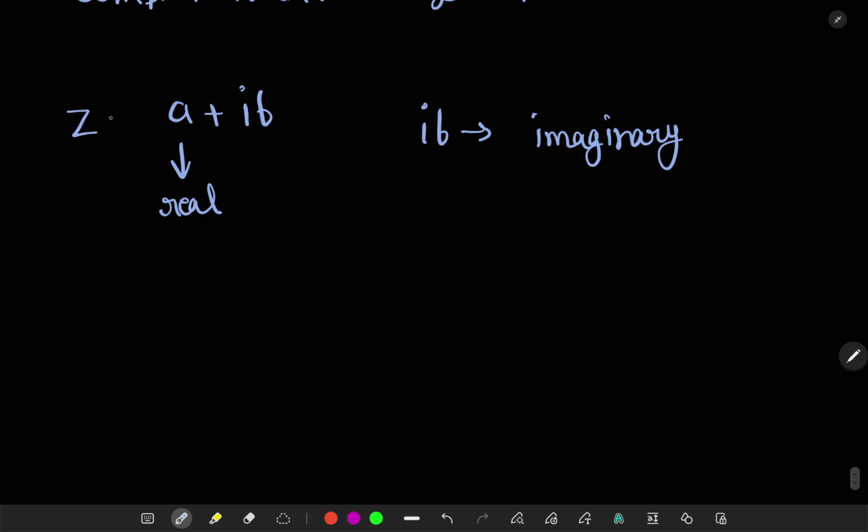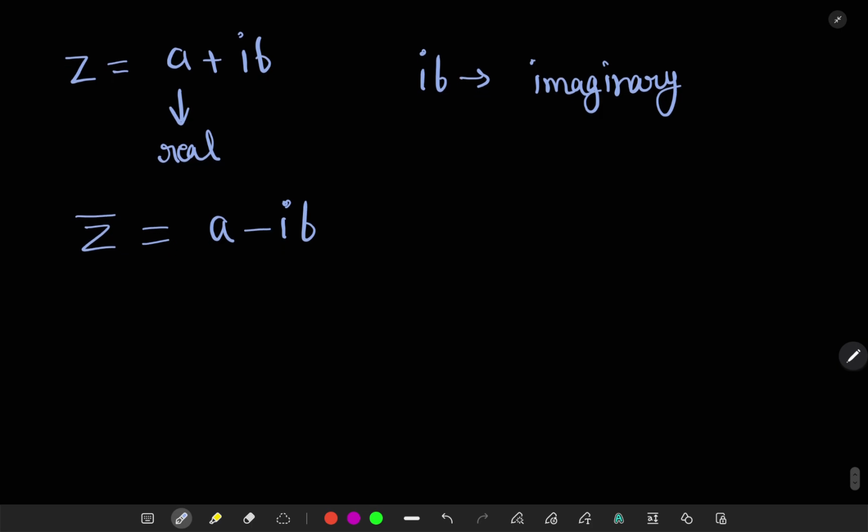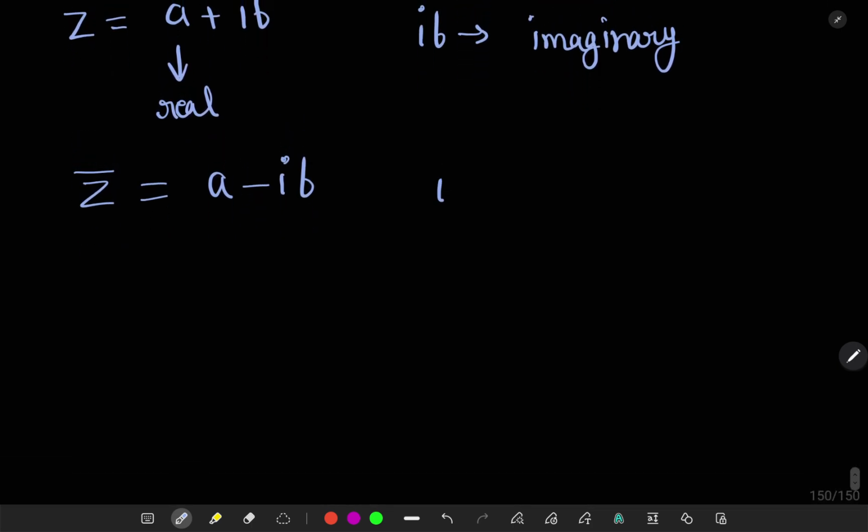Let's say this is z. If we need to find its complex conjugate, then change the sign of the imaginary term only. This is the complex conjugate. Here iota square is equal to -1, so iota is equal to root of -1.